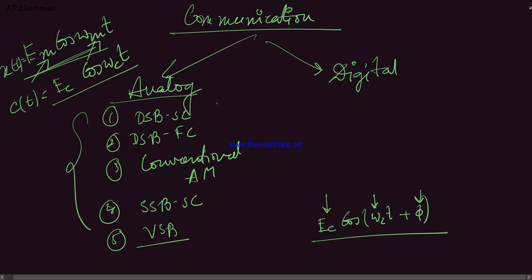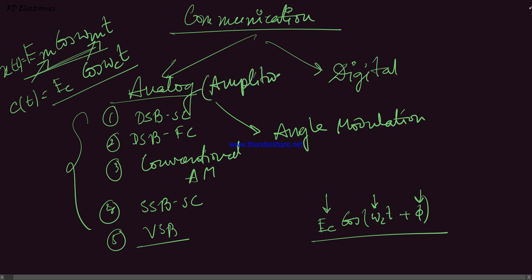So basically in analog modulation there is also a feature called angle modulation. These all are basically amplitude modulation, but in angle modulation there are two different types. One is frequency modulation and one is phase modulation.